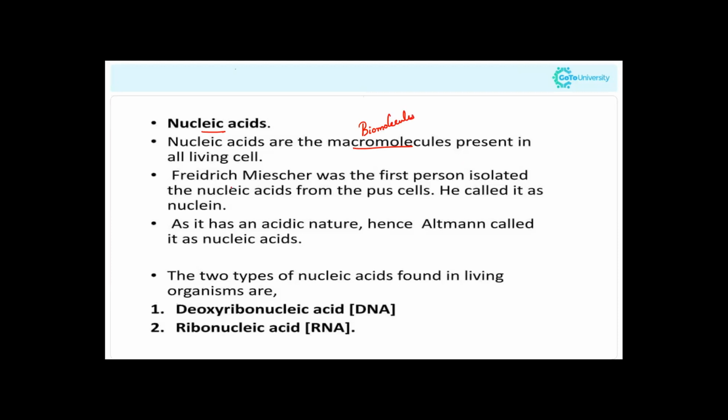Frederick Miescher was the first person who isolated the nucleic acids from pus cells, and he called it nuclein. Later, Altmann found out that it is acidic in nature and named it nucleic acid. There are two types of nucleic acids found in living organisms: deoxyribonucleic acid, that is DNA, and the second one is ribonucleic acid, that is RNA.